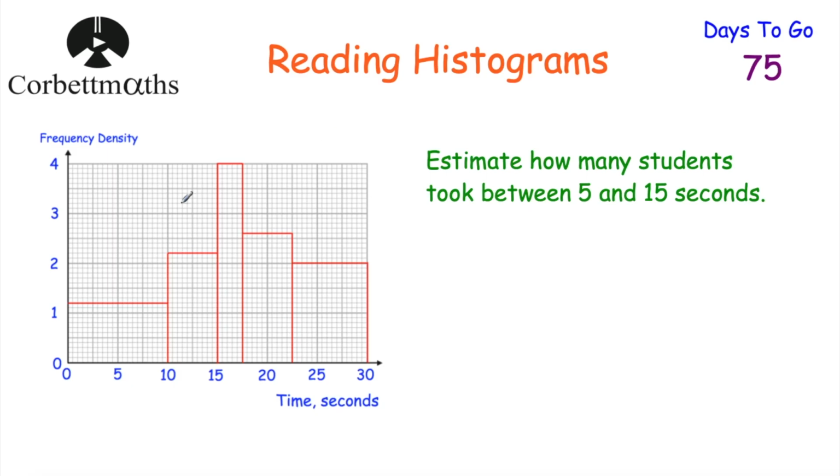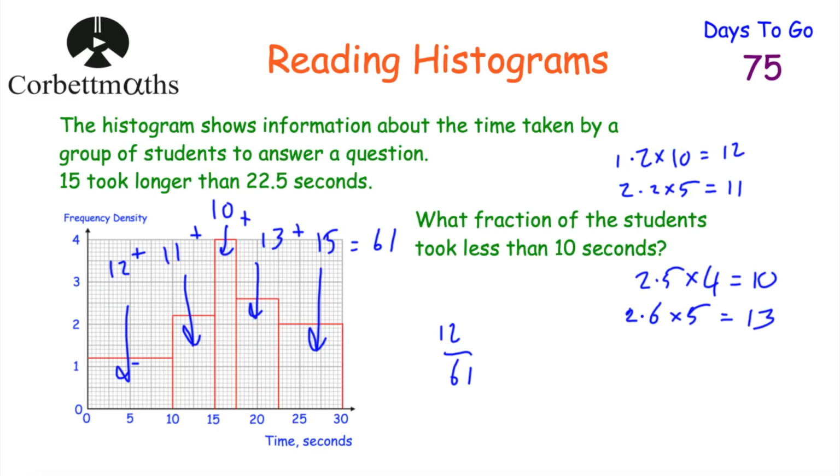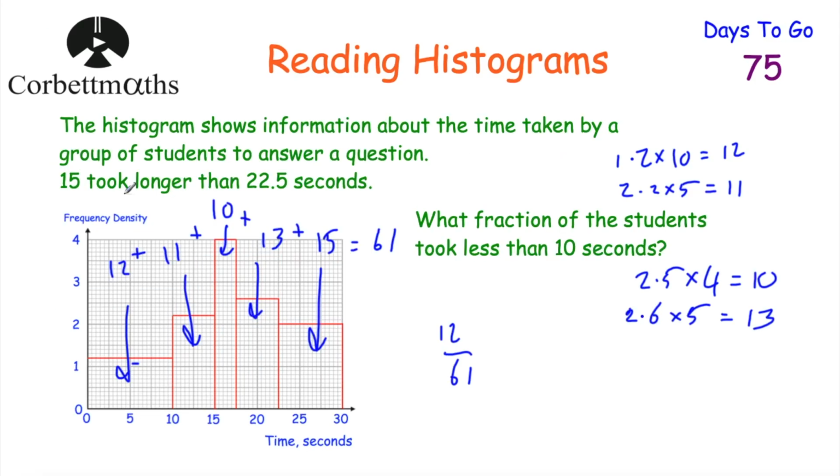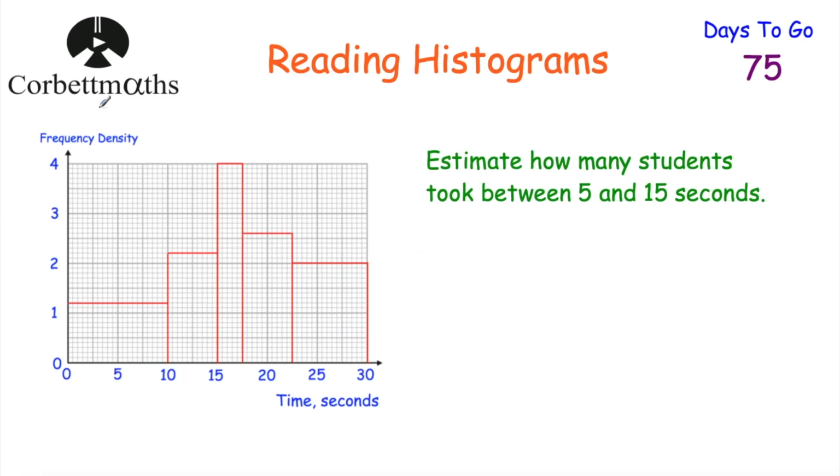So our next part is the same histogram. If we look back, we've got the same histogram. And this time we've been asked to estimate how many students took between 5 and 15 seconds to answer the question. Now, this question says estimate because if we have a look at this histogram, we know how many took between 10 and 15 seconds. If we go back, between 10 and 15 seconds, we know there was 11 there. There's 11 in here.